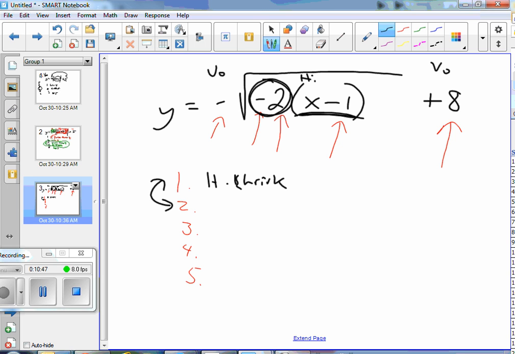S-H-R-I-N-K. For some reason, my brain could not process an S at that moment. Horizontal shrink. Okay, and that's factor 1/2, because you use a fraction when you're shrinking stuff. Okay, number 2 is a horizontal reflection.